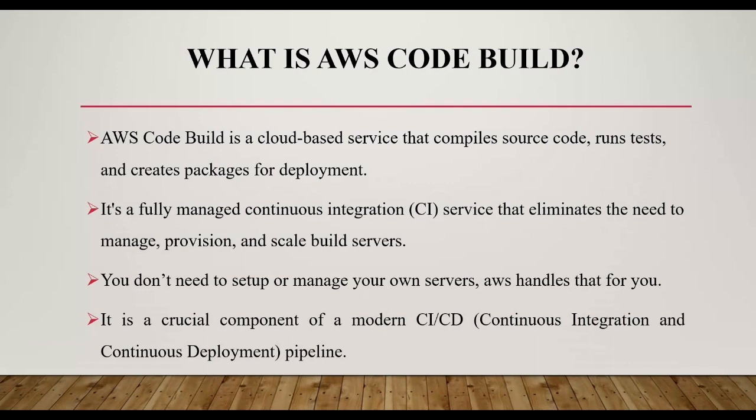Let's see the definition. AWS CodeBuild is a cloud-based service that compiles the source code, runs tests, and creates the packages for deployment. It's a fully managed continuous integration service that eliminates the need to manage, provision, and scale build servers. You don't need to set up or manage your own servers. AWS handles that for you. And it's a crucial component of the modern CI/CD, continuous integration and continuous deployment pipeline. So this is what AWS CodeBuild is.